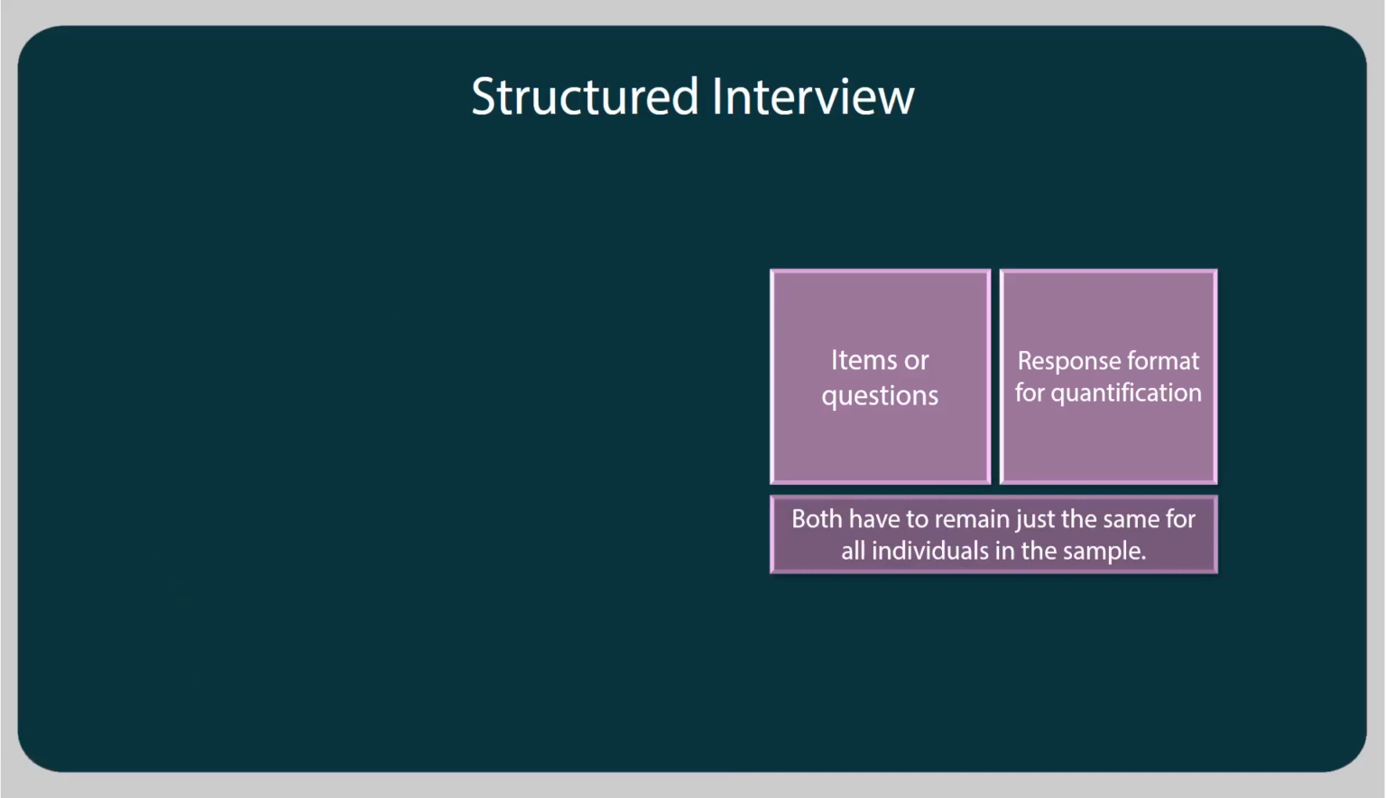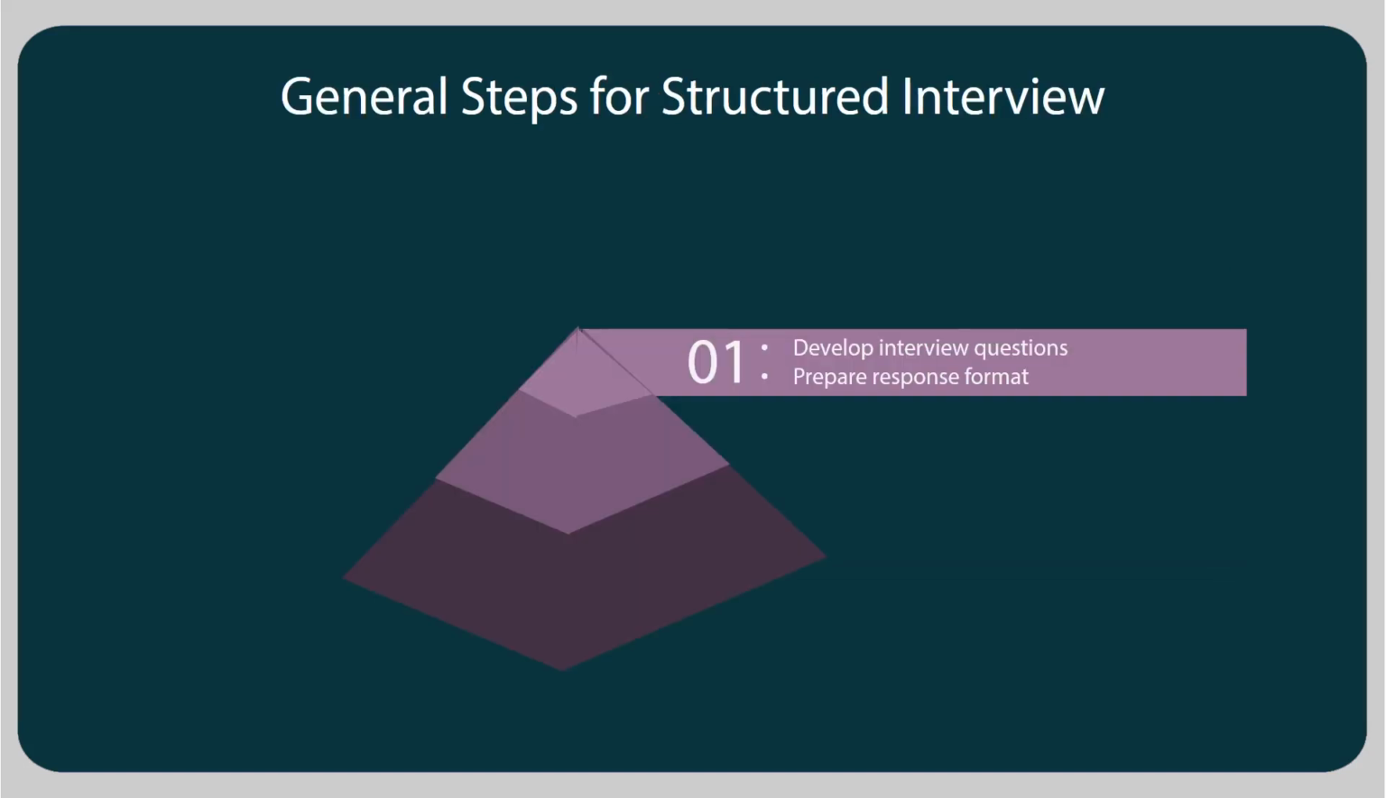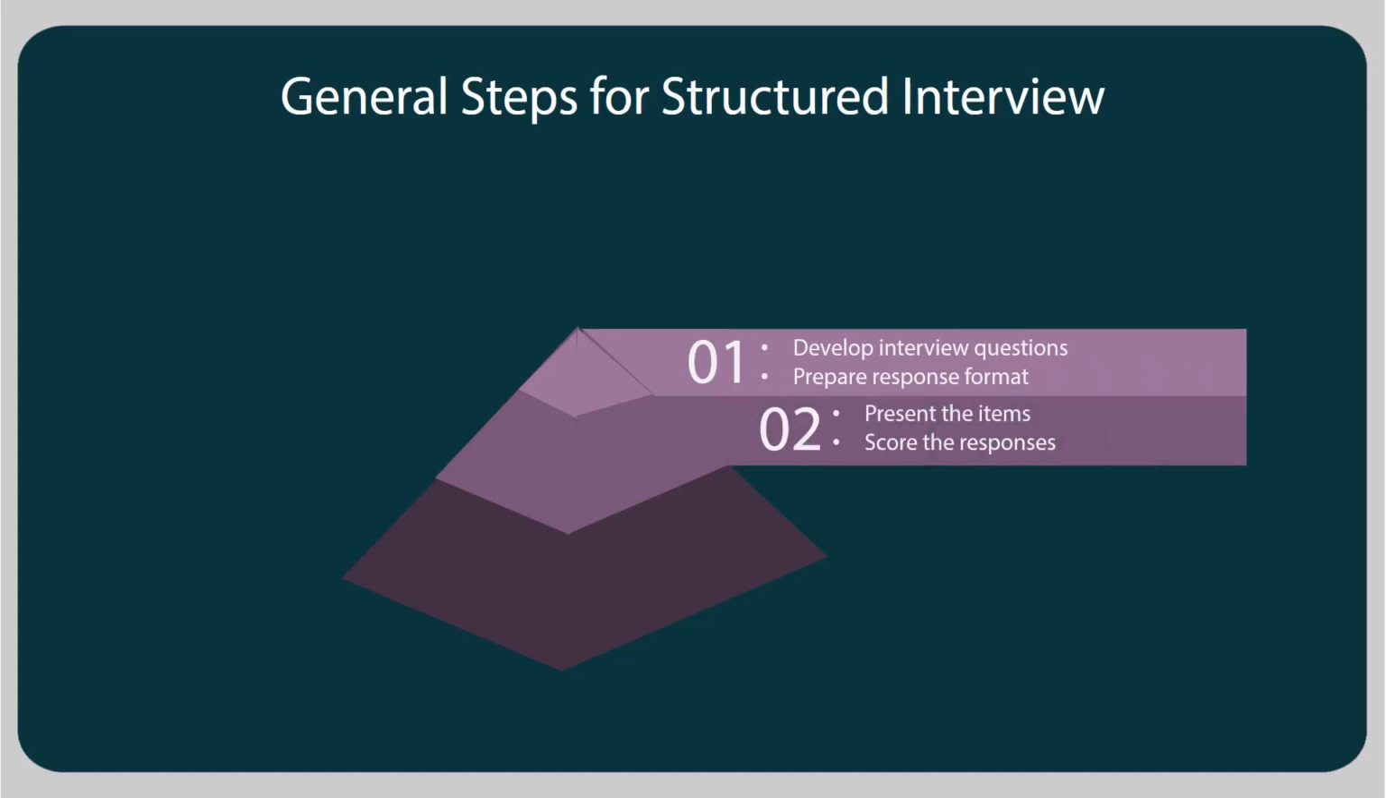General steps for conducting a structured interview are three in number. Step 1 is to develop interview questions along with the response format. Step 2 is to present the items and score the responses. The third and final step is to grade the score as per norms, taking further notes if possible as a supplementary method.